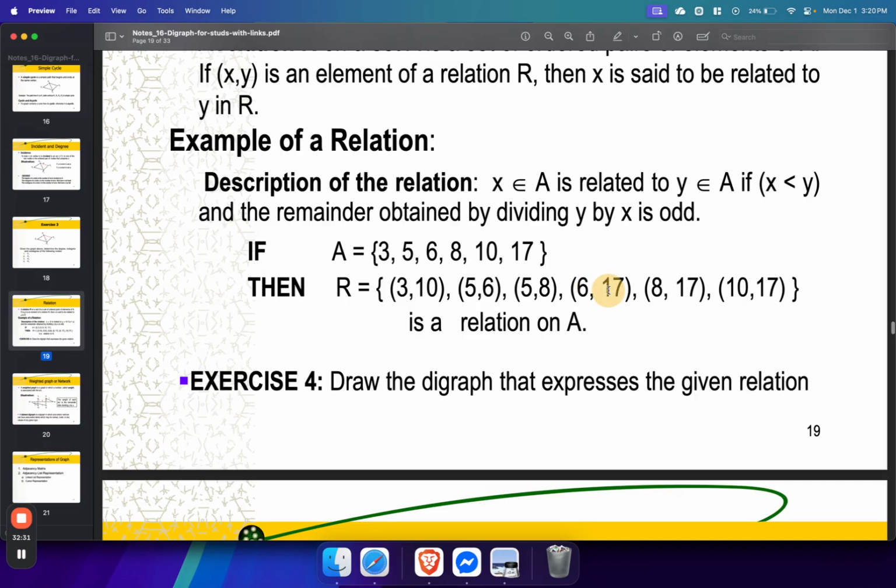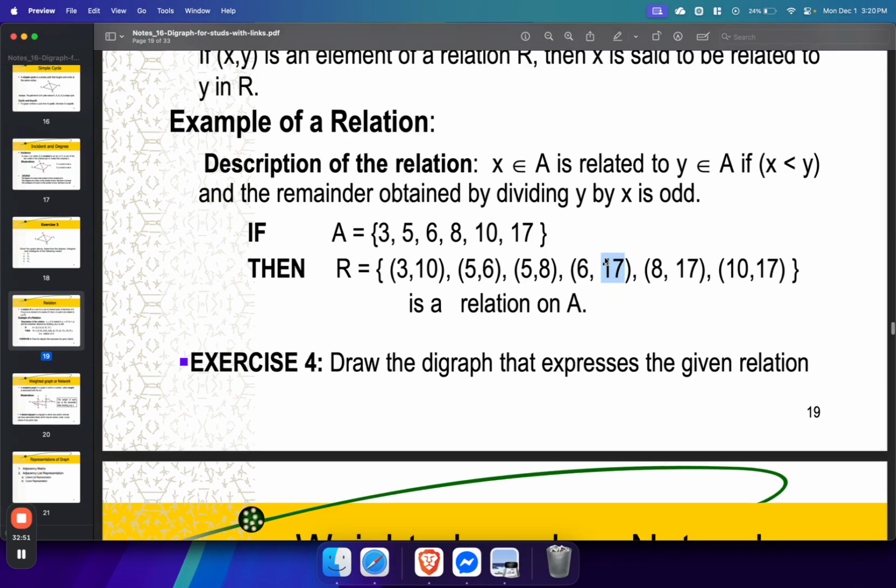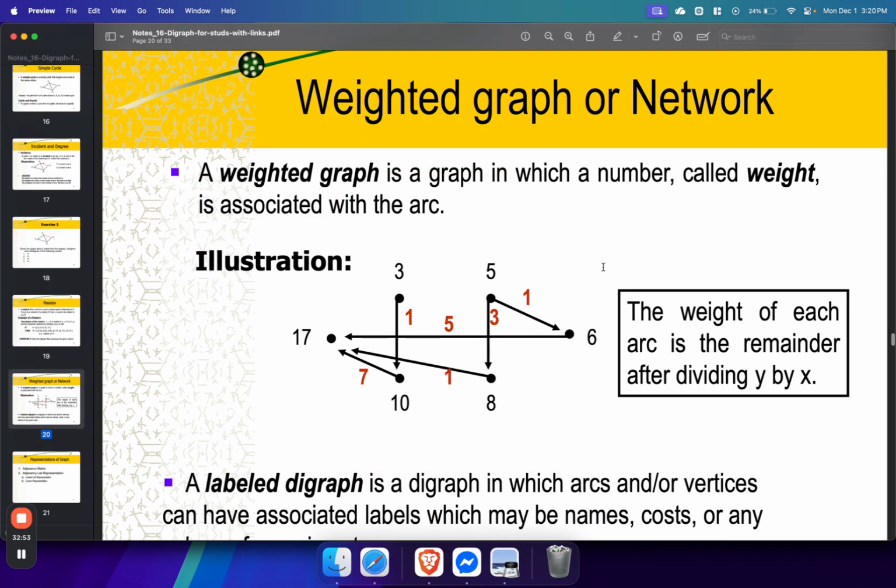6 and 17. 17 modulo 6, that's 12, right? 12 is 17 divided by 6. So 6 times 2 is 12. So what happens is 17 minus 12 is 5. 5 is our remainder. Which means 6 to 17 has a weight of 5. So you take the remainder, and that is our weight.